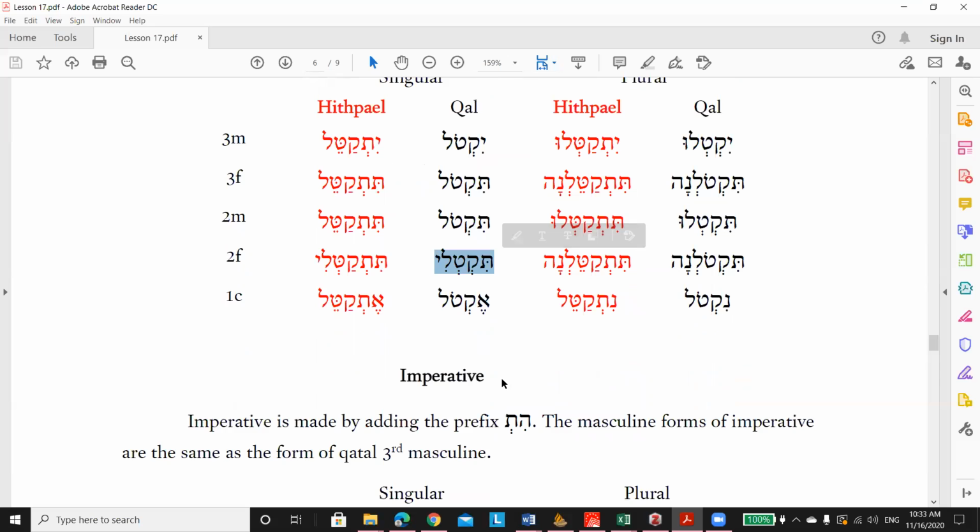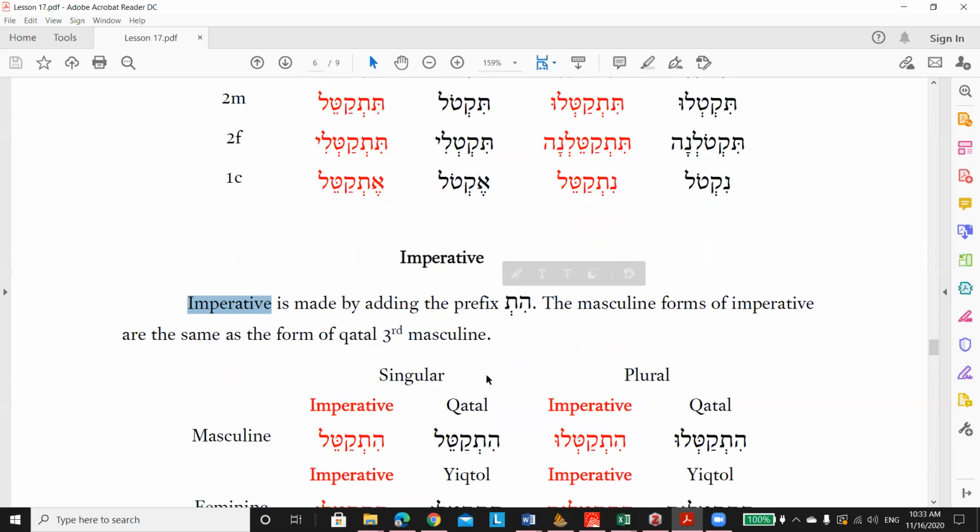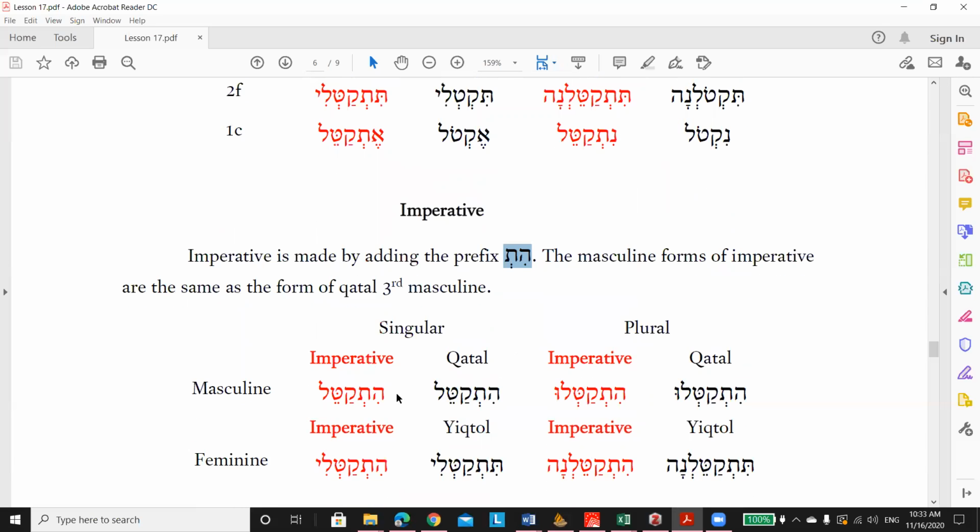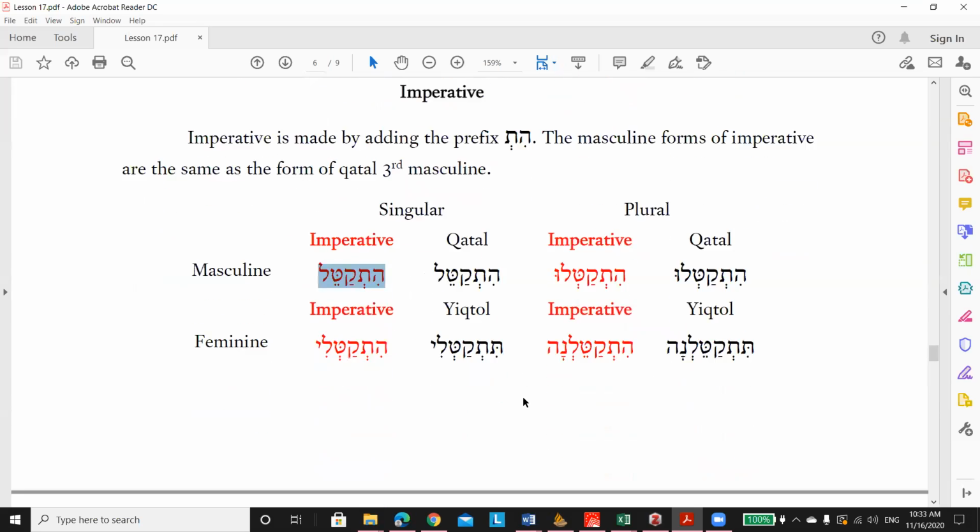Yes, and if you speak about the imperative, the imperative is formed by adding the hit prefix to the conjugation, and the imperative and third masculine katal would be the same. So do you see this form and this form are the same? These forms are homonyms, and it means that only context will tell us which form is implied here.